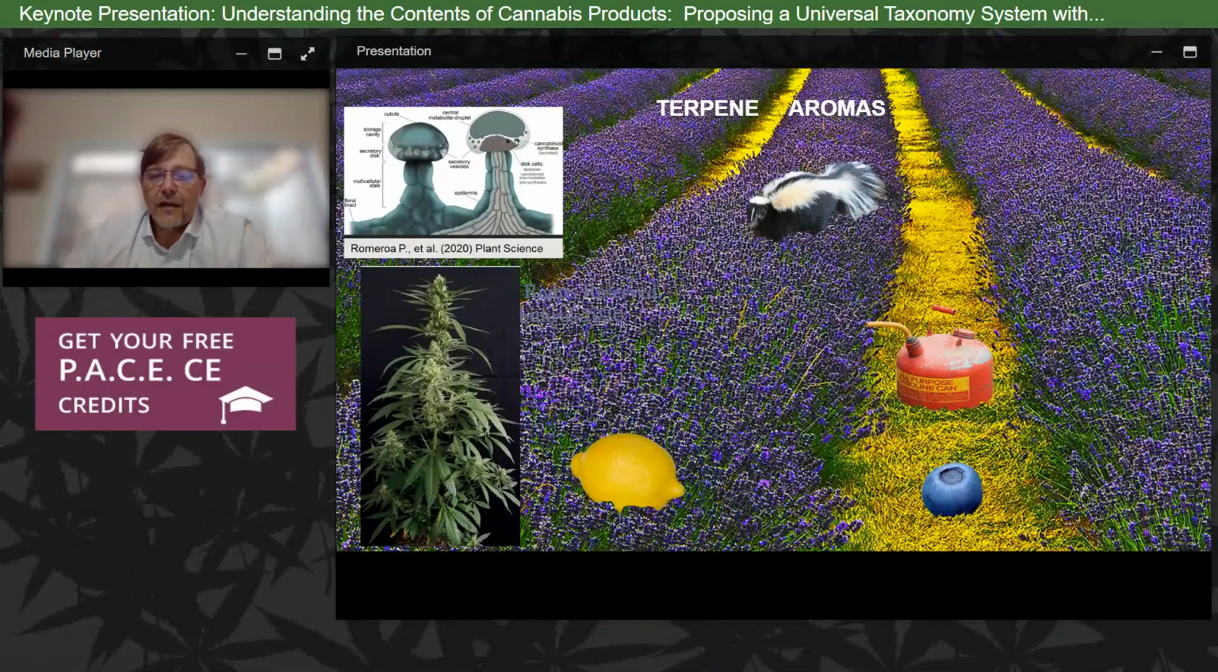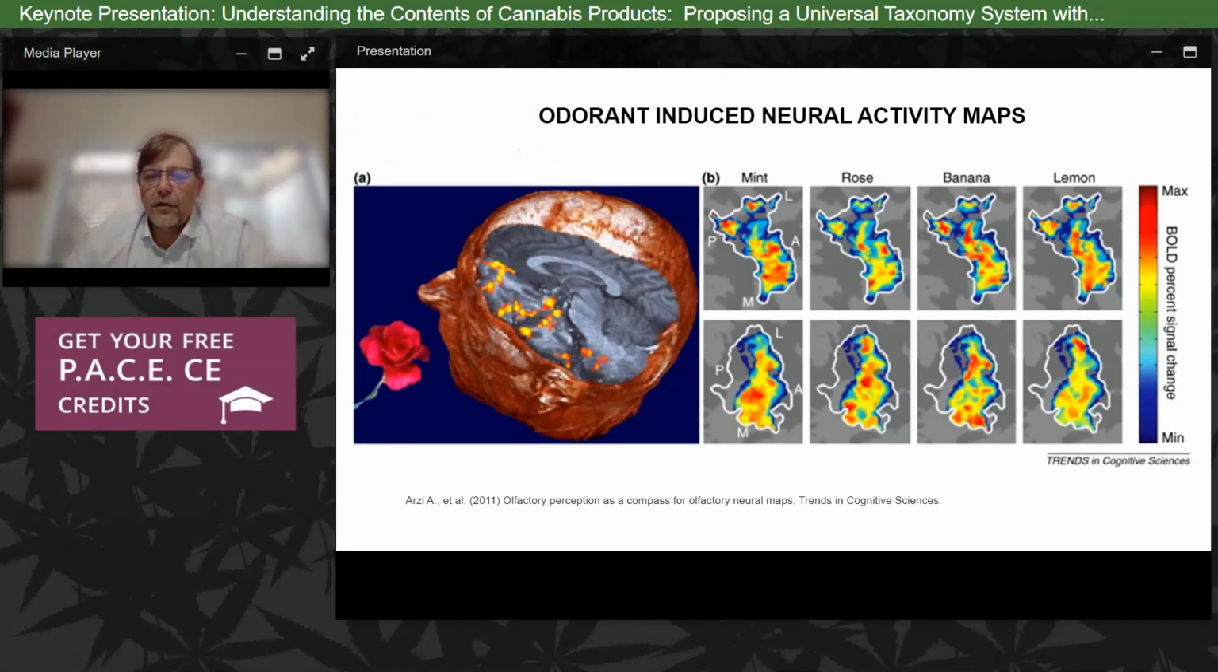Terpenes are volatile aromatic molecules that give cannabis its smell. A lot of times cannabis will be described as smelling like lemons, or smelling like skunk, or smelling like gasoline, or smelling like blueberries or lavender. And those smells come from terpenes. And those smells are, if you think about it, not just a purely psychological effect of when you smell things. There's an actual physiological effect that happens when we smell strong odors, when we have strong odor stimulation.